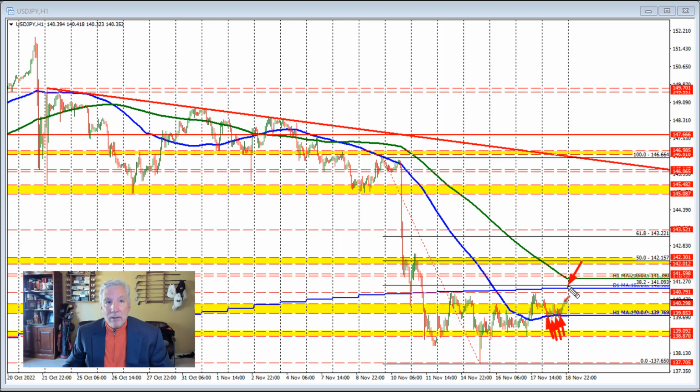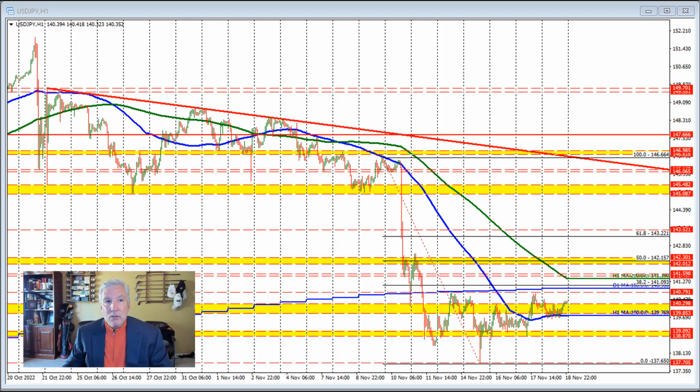On the top side, we have that 100-day moving average that is key, and then the falling 200-hour moving average is also going to be key if the price is able to hold this 100, get above the 100-day moving average, and move above the 200-hour moving average. That opens up the door for the upside with the 50% retracement at 142.157. So that's how I see the dollar versus yen.